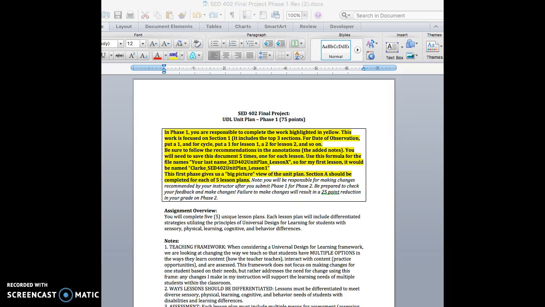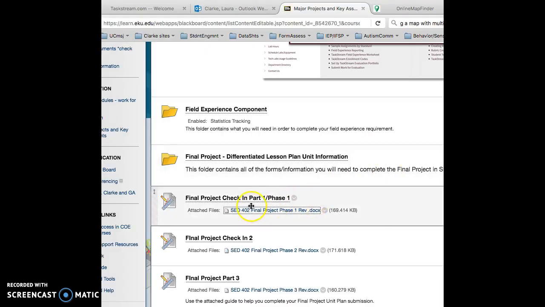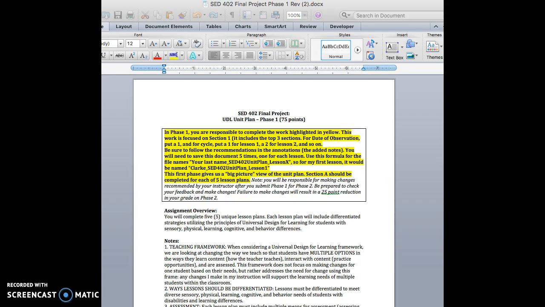Hi everybody, I'm going to walk you through some of the basic information you need to complete your Phase 1 for the unit plan. So you'll be opening up several documents in Blackboard, and if you're looking at the final project check-in, you'll need this first document, and then I'm going to go ahead and attach the KTIP form to this, so you should see two documents when you're looking at your information.